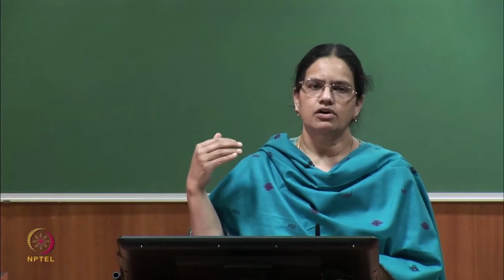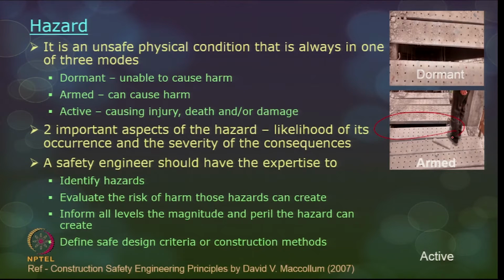For example, reinforcement stored in a far off place: the hazard is not removed, the hazard still exists, but the workers are not frequenting that area. That is called a dormant hazard. Armed means it can cause harm to any worker. For example, there is a gap in the walkways. Walkways are primarily meant for workers to move along, so these gaps can pose hazards when the workers are frequenting that area.